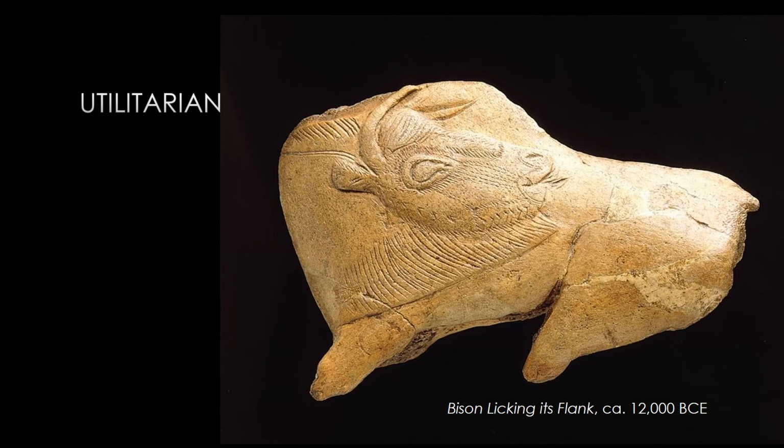This work of the bison licking its flank is a fragment of a spear thrower that was made from a reindeer antler. So it shows this kind of utilitarian nature to many of the works from this period. It shows the abstraction. It also shows that animals are more common than human representation. So this one shows quite a few characteristics.